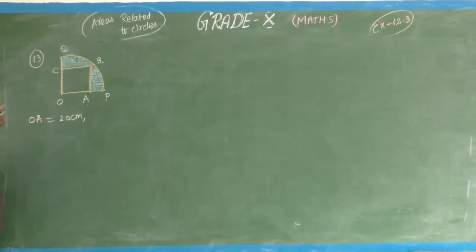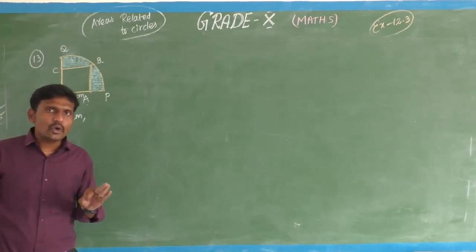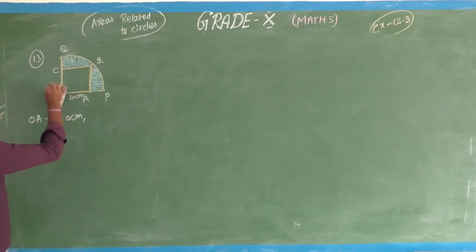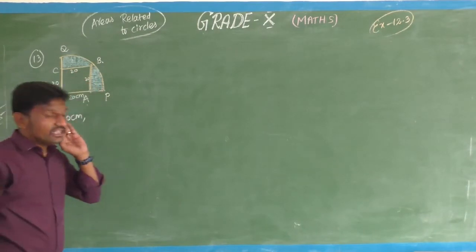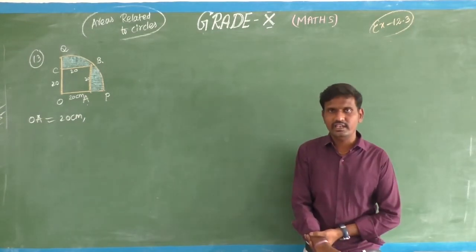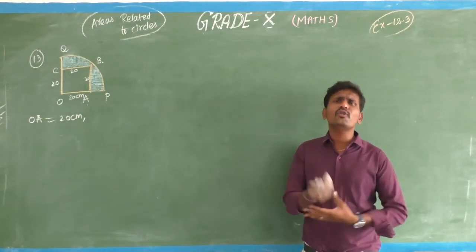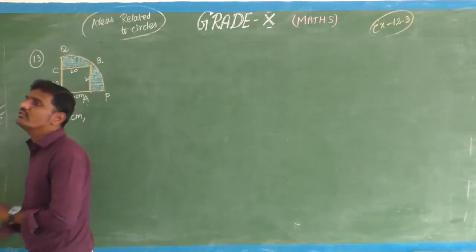So students, listen carefully now. You have OA equal to 20 centimeter, so the side of the square is 20. In a square, we only know the side, but in the quadrant we need the radius. So how to find the radius? It is very important. Listen carefully, it is different from the previous question.